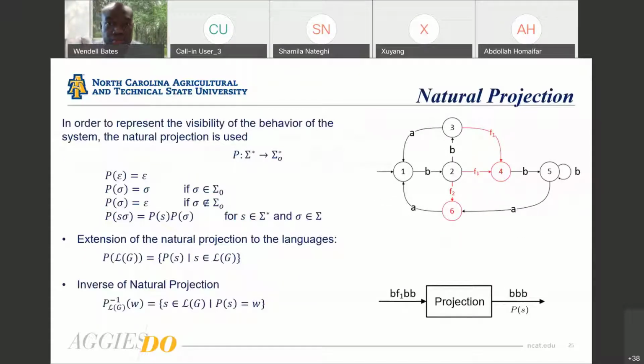A mathematical tool we use to represent the visibility of the behavior of the system is the natural projection. Natural projection can be extended from events and strings to the language. And also the inverse of the natural projection allows us to reveal any unobservable events that might have occurred within the system's language.